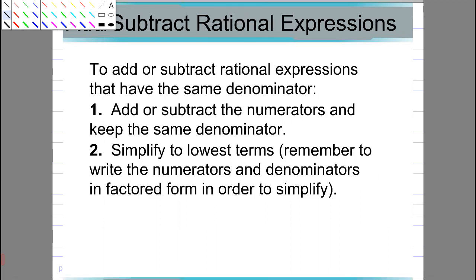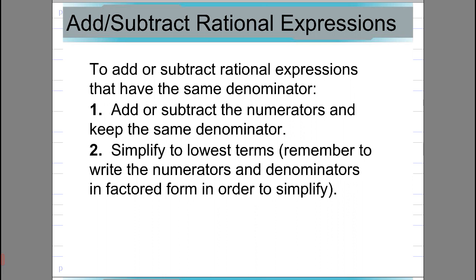Okay, so adding and subtracting. Make sure they have the same denominator. If they do, then keep it and add or subtract the numerators. Okay. Simplify to lowest terms if you can, using the idea of factoring and canceling.